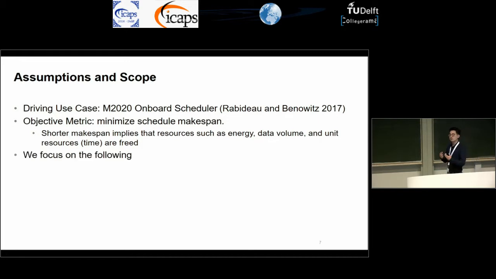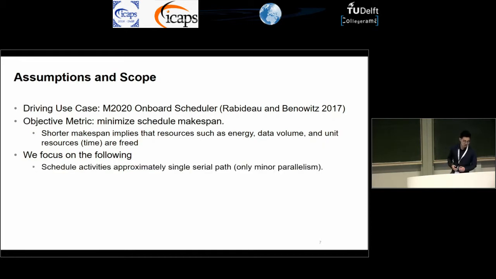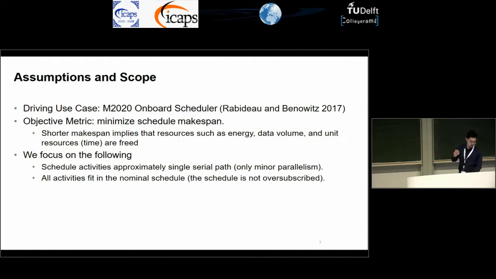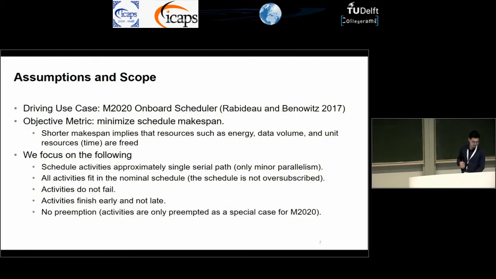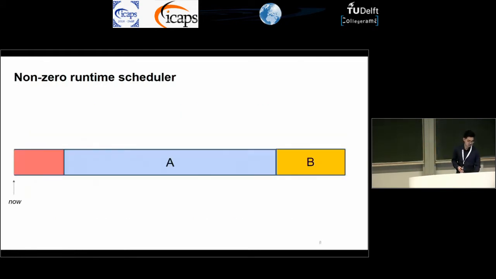And we're going to focus on plans with the following attributes. Activities are approximately scheduled in a serial path for the plan. All the plans fit in the nominal schedule. Activities don't fail. They also don't run late. They actually only finish early, and this is because in MSO, I believe only one activity in 99 days of operations would fail. So it doesn't really happen very often. And also, activities don't preempt because we only use preemption as a special case for the Mars 2020 onboard scheduler.